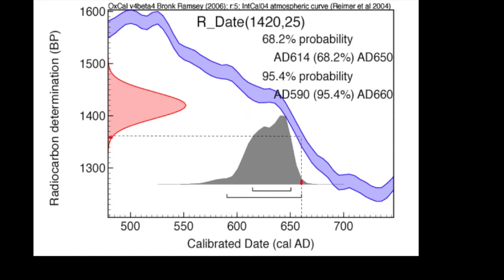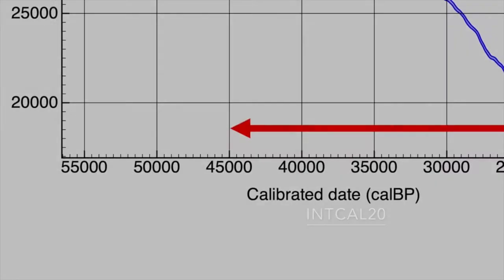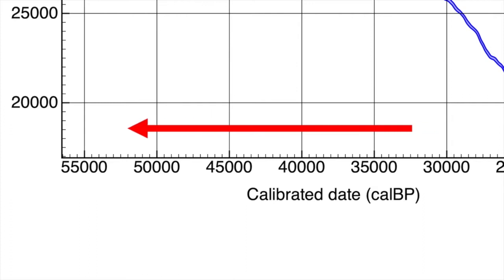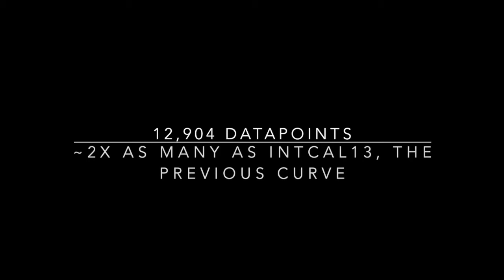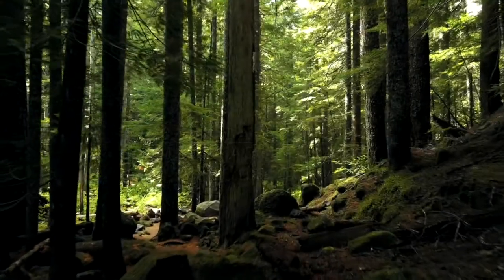An updated and extended radiocarbon calibration curve called INTCAL20 has been published by the INTCAL Working Group. It extends calibration for terrestrial samples back to 55,000 years ago. INTCAL20 now has 12,904 data points, nearly double the number in INTCAL13.